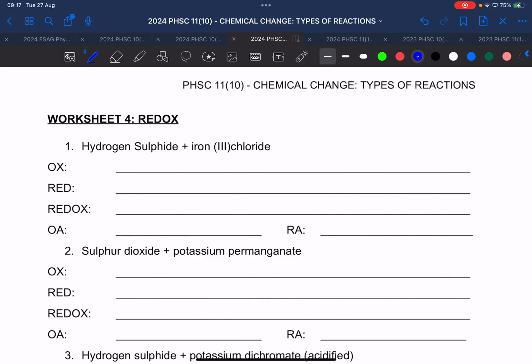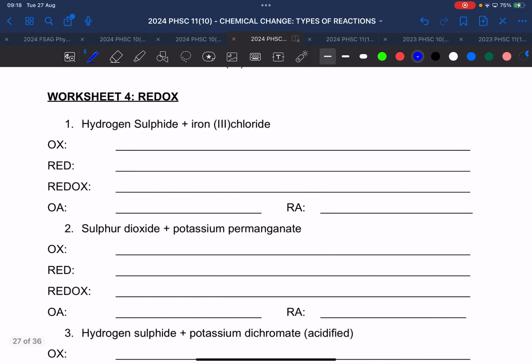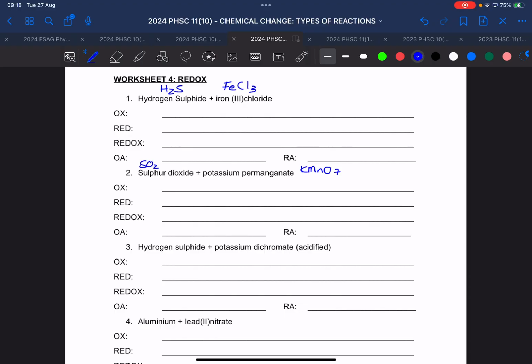Okay, but I think some of you might struggle with these compounds, so I'll help you with the compounds. Here we have hydrogen sulfide, it's H2S. Iron 3 chloride means it's iron and 3 chlorines. Sulfur dioxide, potassium permanganate. Again, hydrogen sulfide. Again, potassium dichromate. And then they tell you it's acidified, the potassium dichromate.